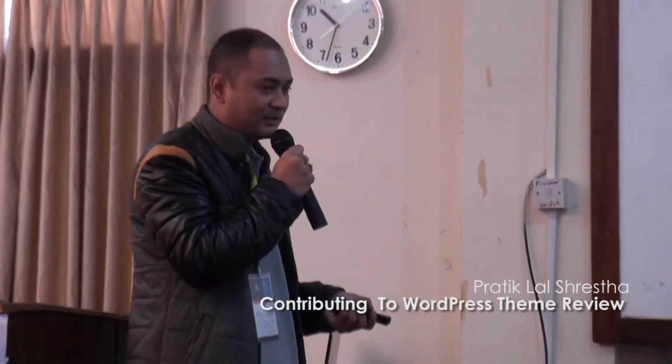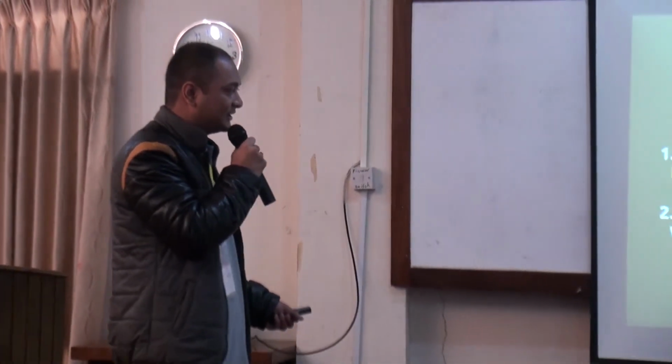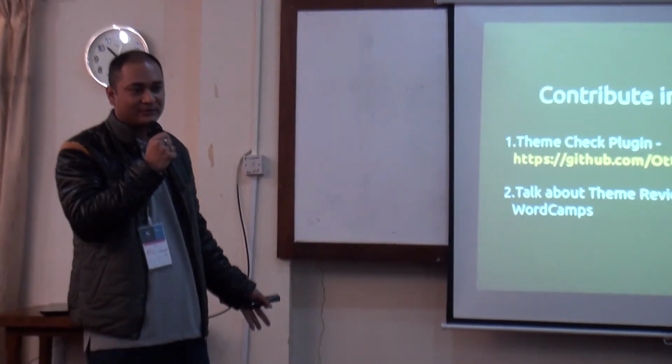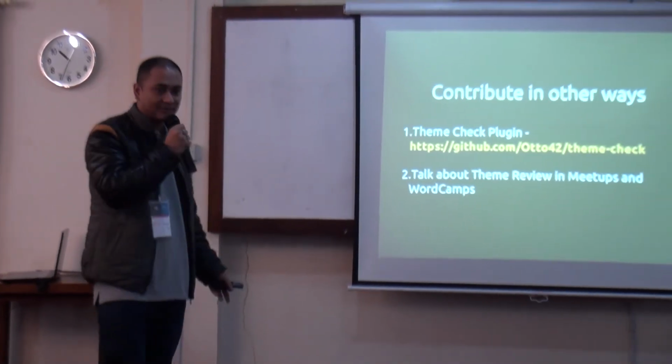So what you need to do is, after finishing the review, you will need to start reviewing independently, and as you go on reviewing, after around 10-20 reviews, you will become a member of the theme review team, and you will get a very nice tag in your profile as well. There are other ways to contribute as well. You can contribute to the theme check plugin that has been provided on Git from Auto. And the next thing you can do is talk about theme reviews in meetups and WordCamps.